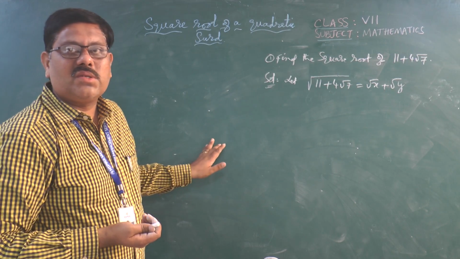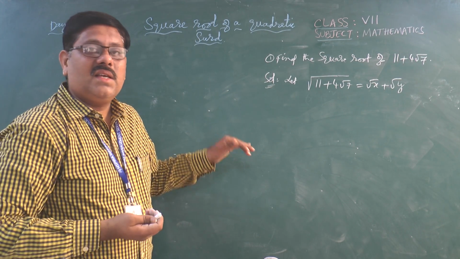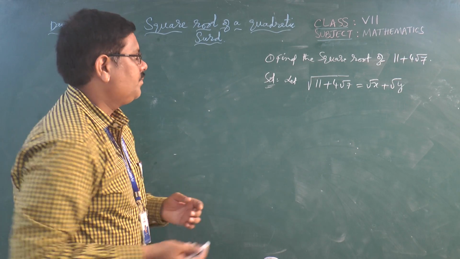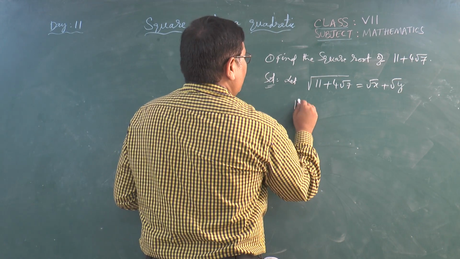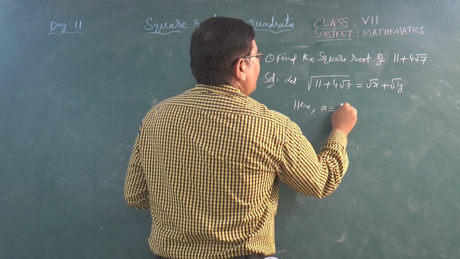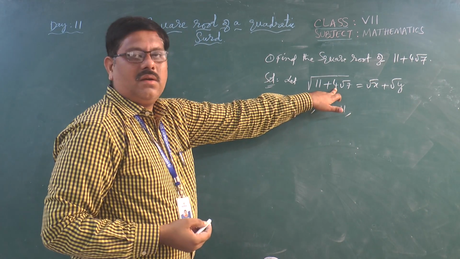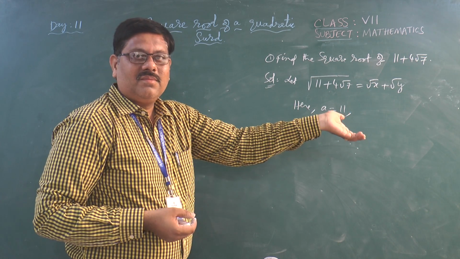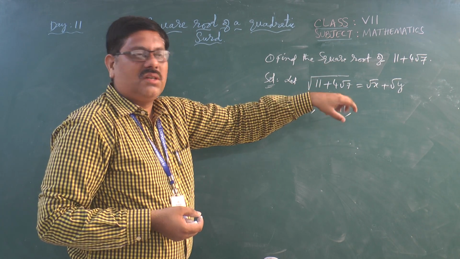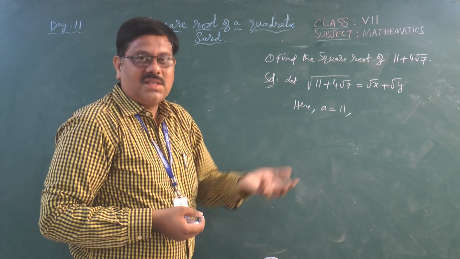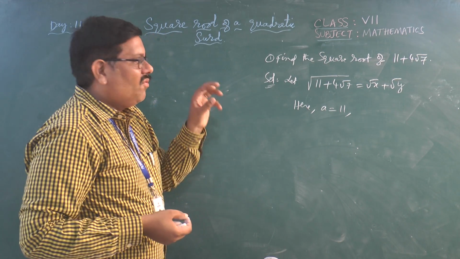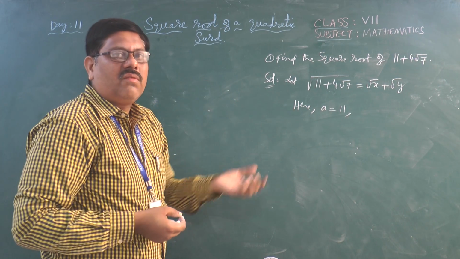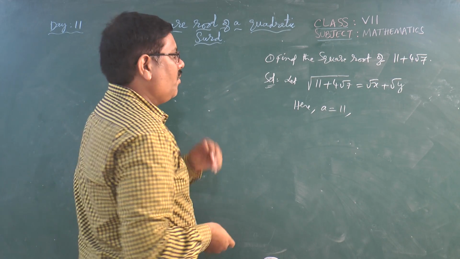Okay, x is a plus root over a square minus b by 2, y is a minus root over a square minus b by 2. Now here, if you take a as 11, but see the next part, 4 root 7. It must represent root b, because root b is a pure surd form, and 4 root 7 is a mixed surd form. So now, the mixed surd form 4 root 7, we have to convert as a pure surd form. How do you do that?